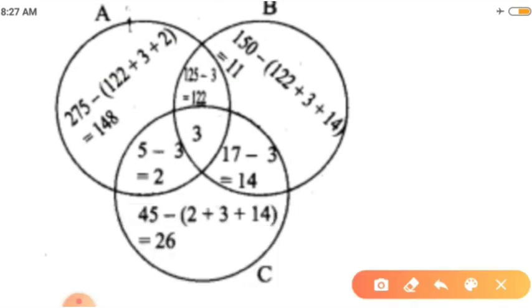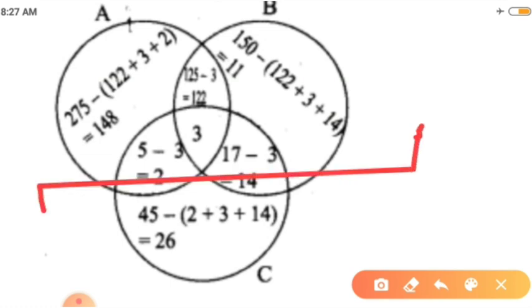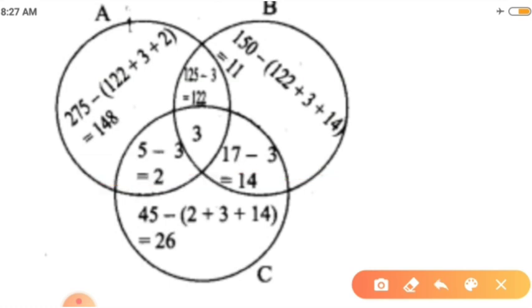Next, A and C newspaper buyers 5. Next, totally A newspaper 275. Totally B newspaper 150. C newspaper 45.